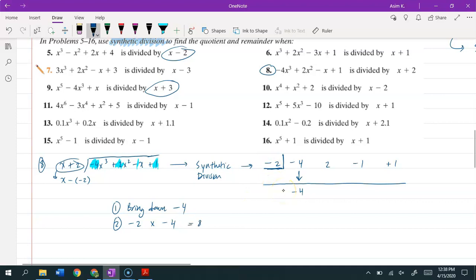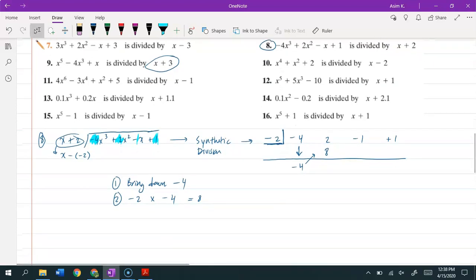Now, where does that positive 8 go? I'm going to make an arrow for you. The positive 8 goes right over here. And you're done with the first iteration of the algorithm. Now you're going to start the process all over again. So the next step is to add the 2 and the 8, and you end up with 10. So you've got a 10 that you're working with like this.